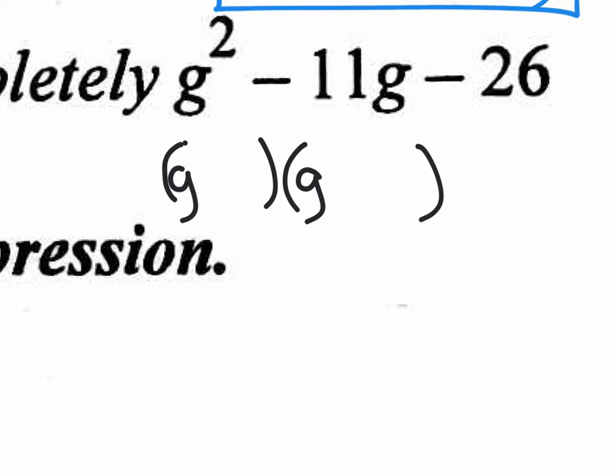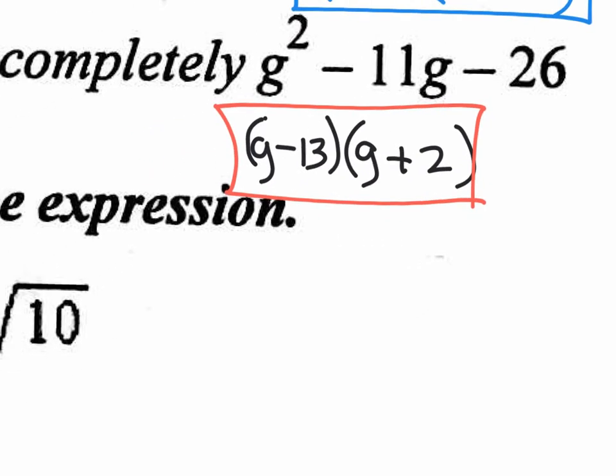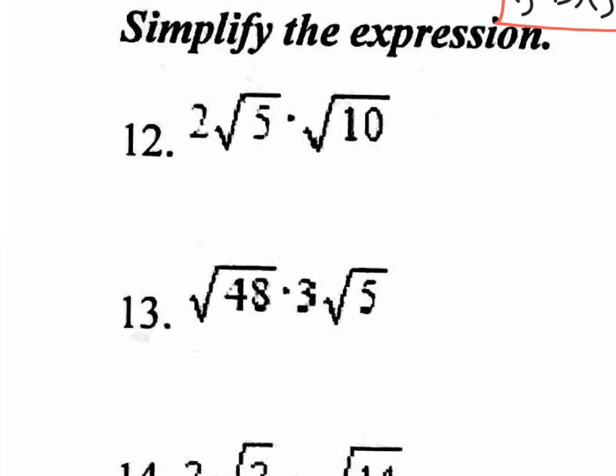Excellent. Negative 13, positive 2. And ladies and gentlemen, we are done. That's it. That's all you could do on that one. You see, it's easy. Let's move on to simplifying expressions, square roots, fun stuff.